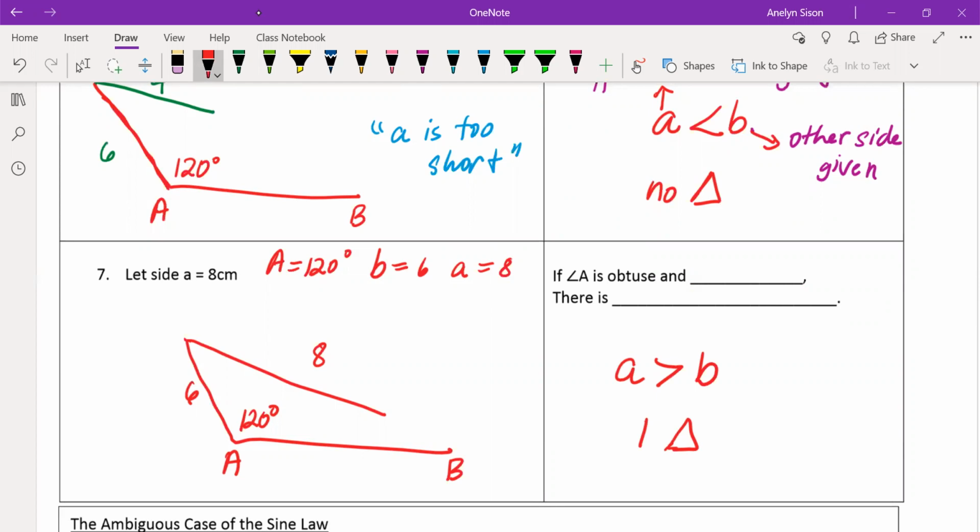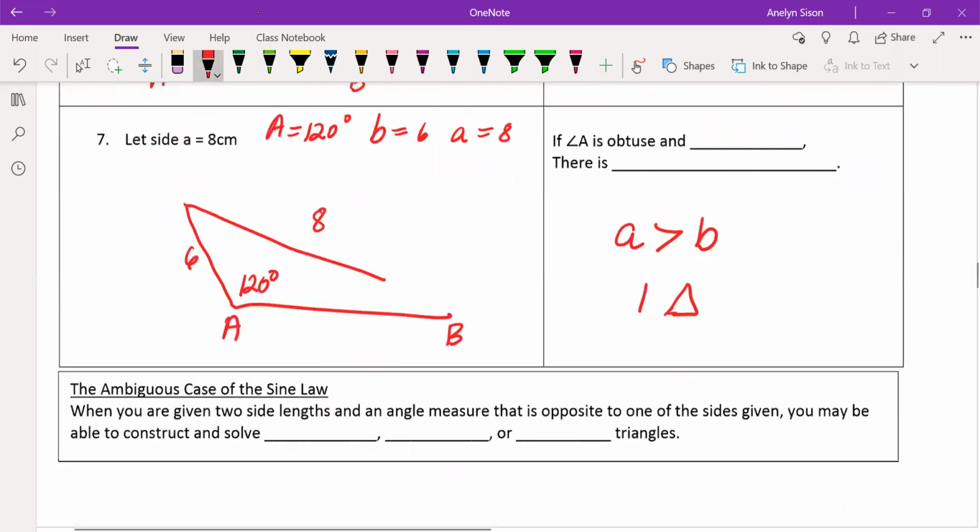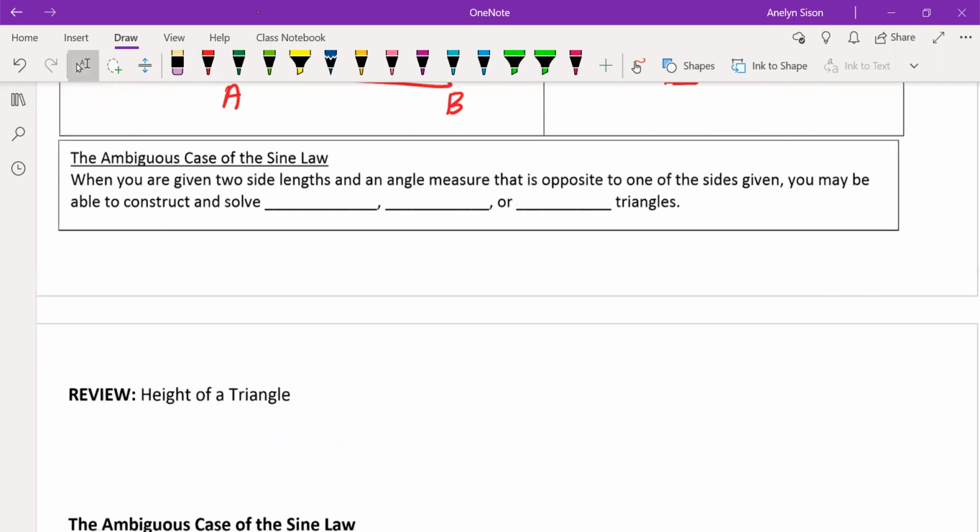Any questions? Now let's go to some examples. Oh, wait a minute. We have things that we need to fill out yet. So when you are given 2 side lengths and an angle measure that is opposite to one of the sides given, you may be able to construct and solve how many triangles? 0, 1, or 2 triangles.